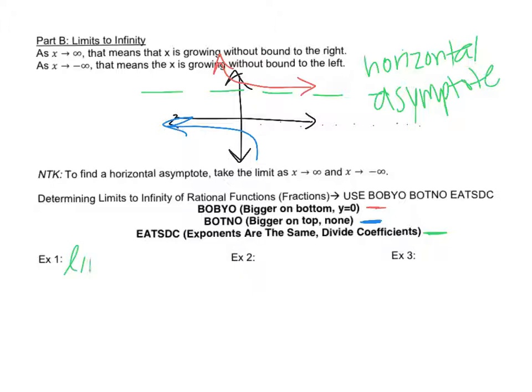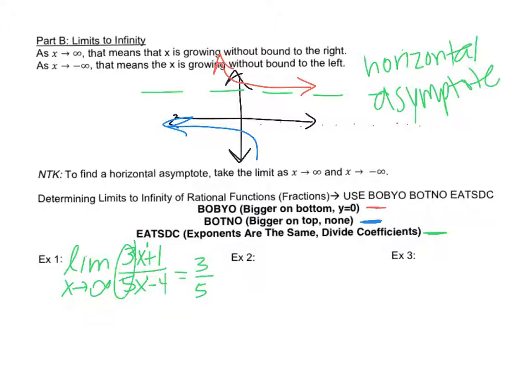So say I have the limit as x approaches infinity of 3x plus 1 over 5x minus 4. Okay, so I look at the exponents. The largest exponent on top and bottom is 1. Exponents are the same, so it's EATS DC. Exponents are the same, divide the coefficients. So the 3 divided by 5, the limit of this is just 3 over 5. Okay, so that's the EATS DC.